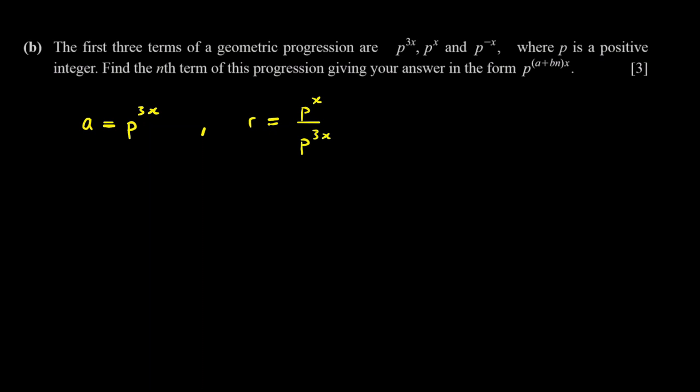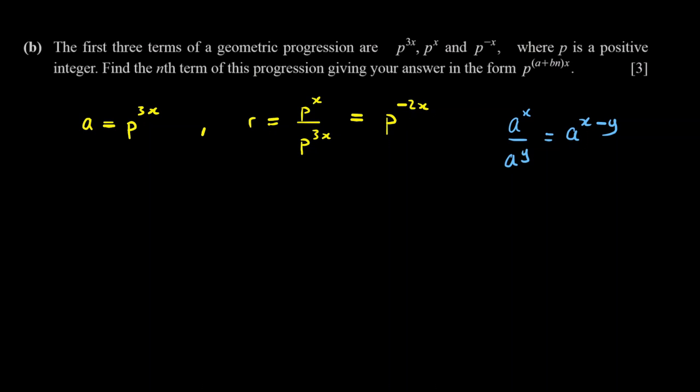Then we can use our indices rules to say this is the same thing as p to the power of minus 2x. Why is that? Well, if you remember the indices rules, if I have a to the power of x divided by a to the power of y, I subtract the powers, and I get a to the power of x minus y. So here x minus 3x is negative 2x, right?